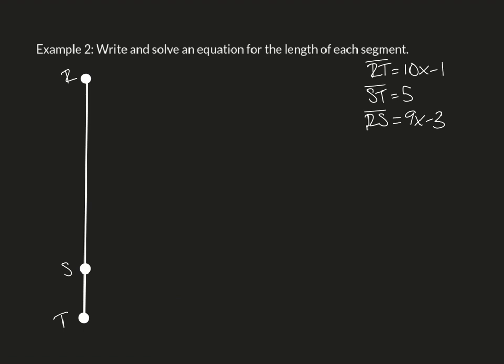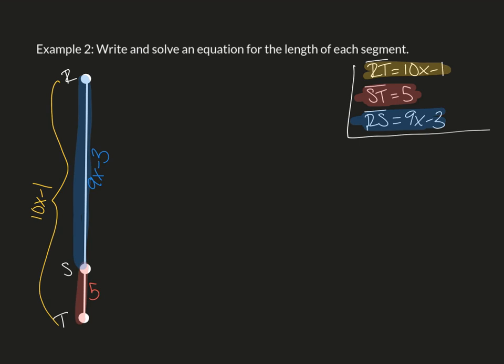Here's example 2. It's the same directions. So write and solve an equation for the length of each segment. Just like before, there are some givens up over here. They tell us what certain segment lengths are. Some of them have variables, some do not. What I'd like you to do is pause this and try to draw it out, so labeling what goes where on the segment in your notes.